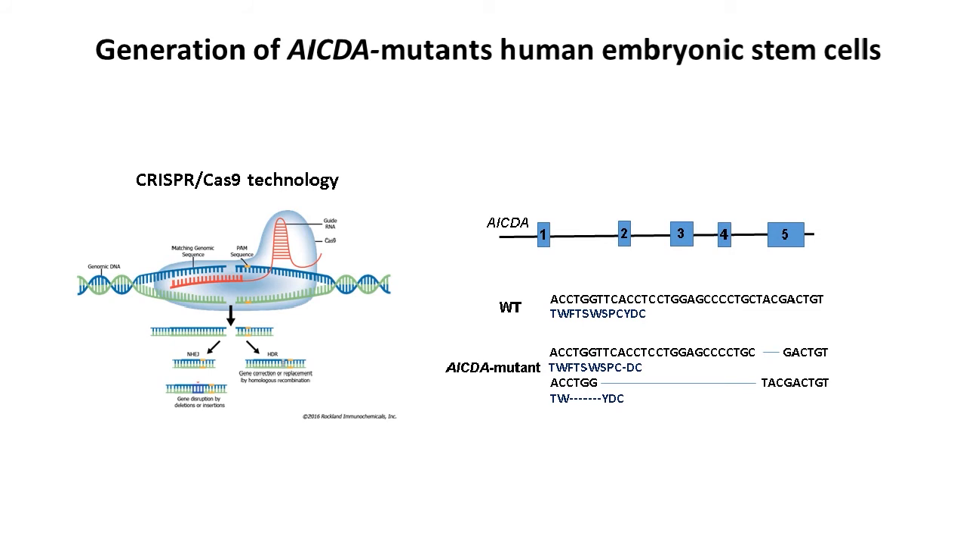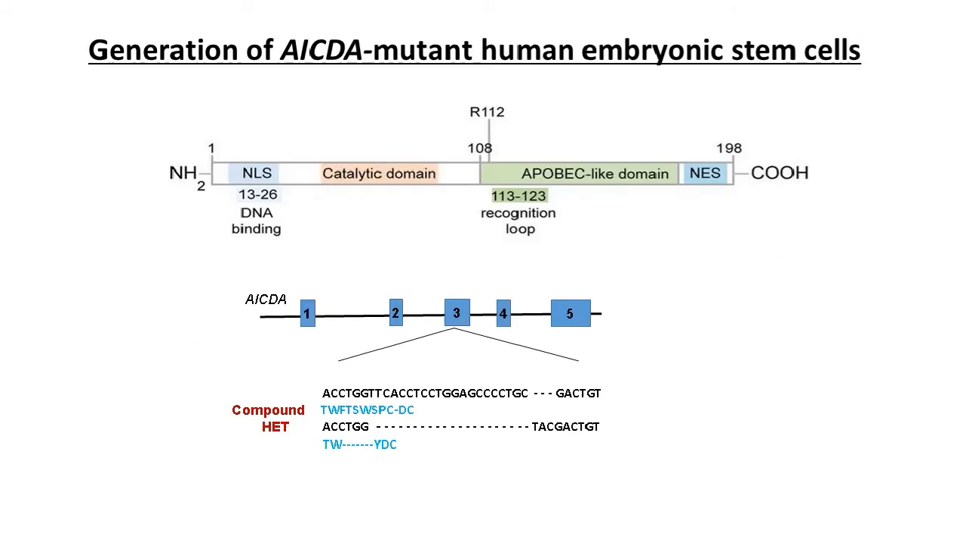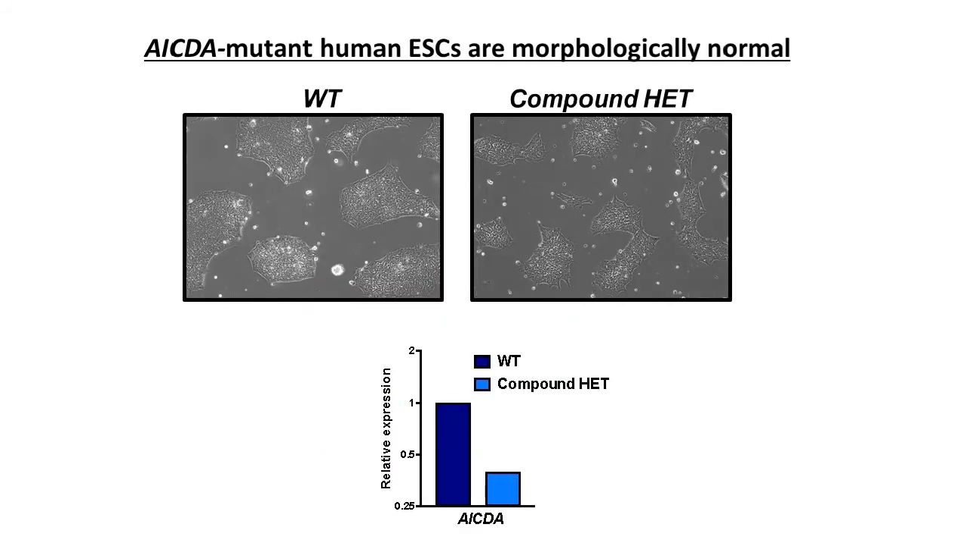So I performed a simple experiment. I created AID-mutant human embryonic stem cells by CRISPR-Cas9 technology. I picked one of the compound heterozygous clones for further studies. I targeted exon 3 of AID, which codes for the catalytic domain of AID, which has the deaminase activity, and started comparing this compound heterozygous clone with the wild type clone.